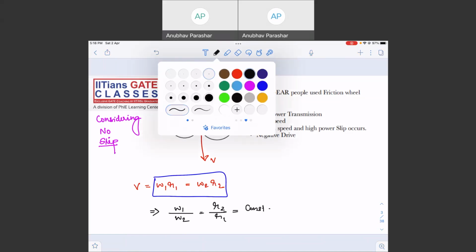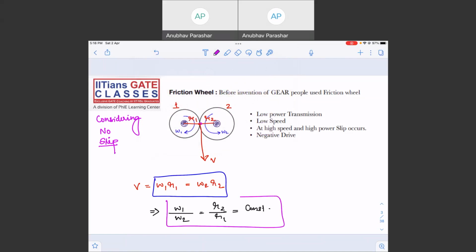So this is a basic property of any positive drive, especially gears, that the angular velocity ratio should remain constant. If not, what will happen? There will be slips possible. And if there is slip, we will not be able to use it in precision machinery.